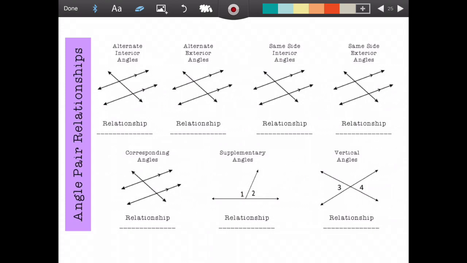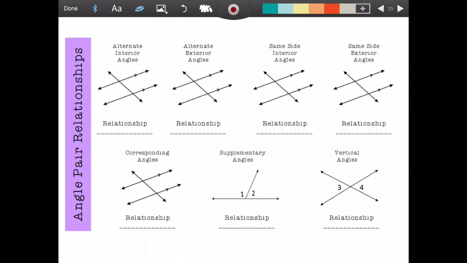If you want, I'm going to add this to Schoology. You can pull it up side by side and mark in it for notes, or you can pause the video and copy this down on a piece of paper so that you have it in the future to reference. Again, it is going to be important to understand the angle pairs and the relationships that they have in order to apply them to mathematical problems.